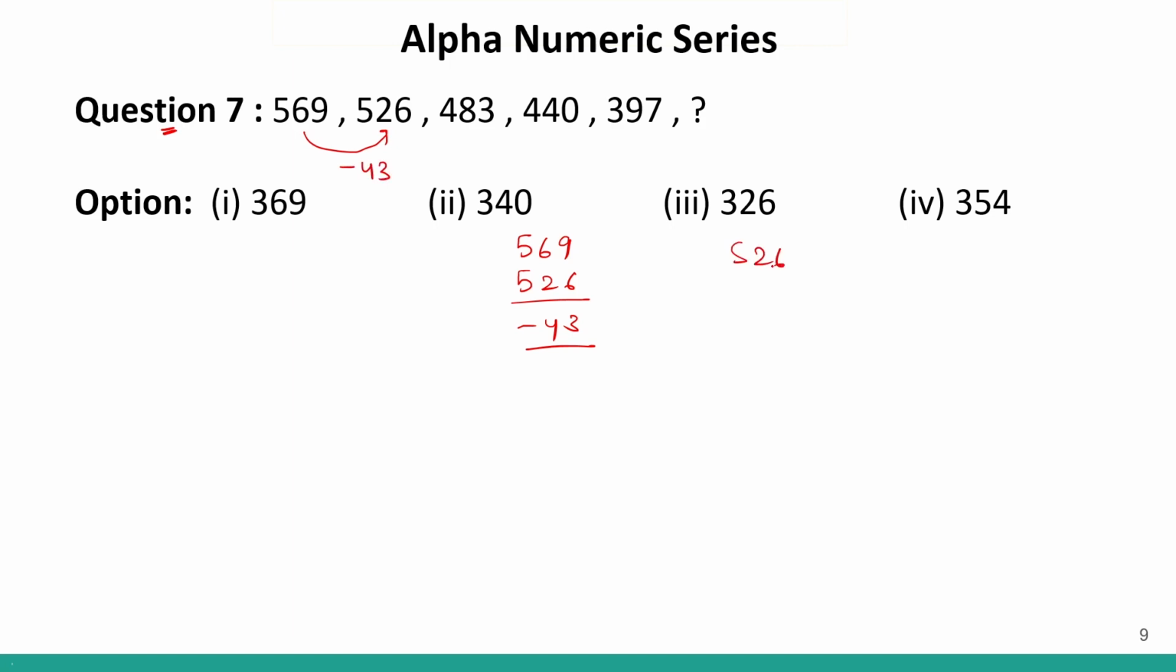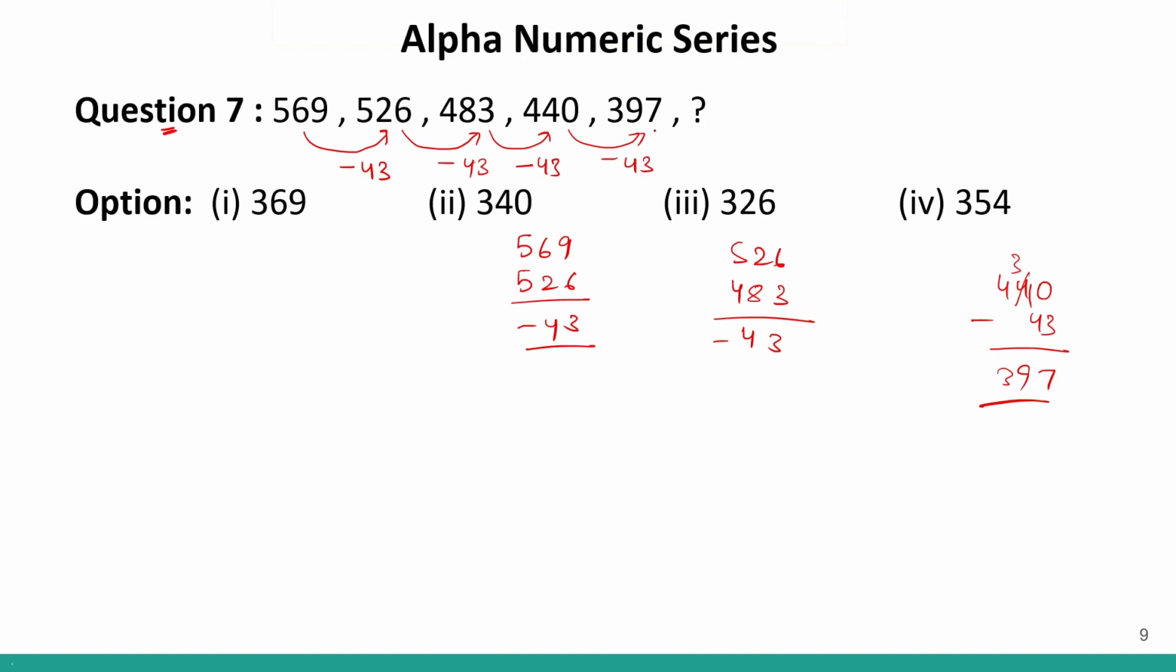From 526, if I move to 483, this is also a subtraction of 43, correct? From 483 to 440, this is also a subtraction of 43. Over here also is a subtraction of 43. 440 minus 43 will give me how much? This will be 3, this will be 10, this will be 7 and this will be 39. Correct? So now I have to reduce 43 from here also.